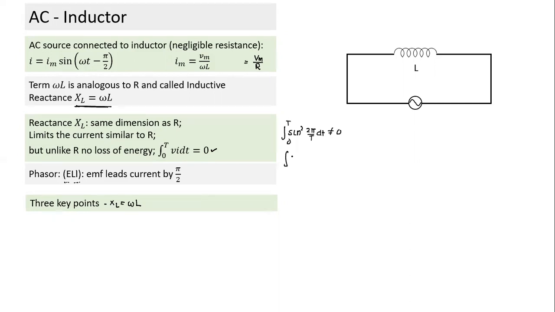But if I integrate, we have just done it before, 2 pi by T and cos. Are you trying to say that heat is lost and gained or something like that? No, not heat is lost. See, first of all, if there was heat, there would have been loss.